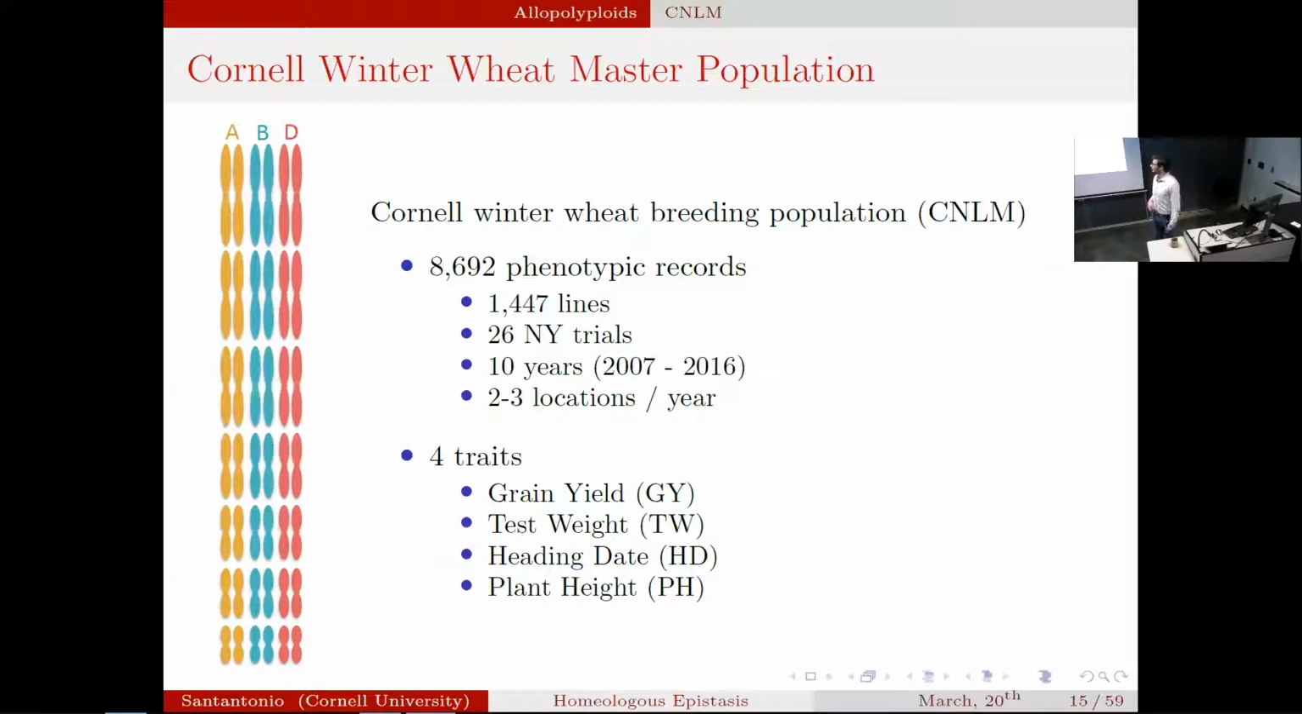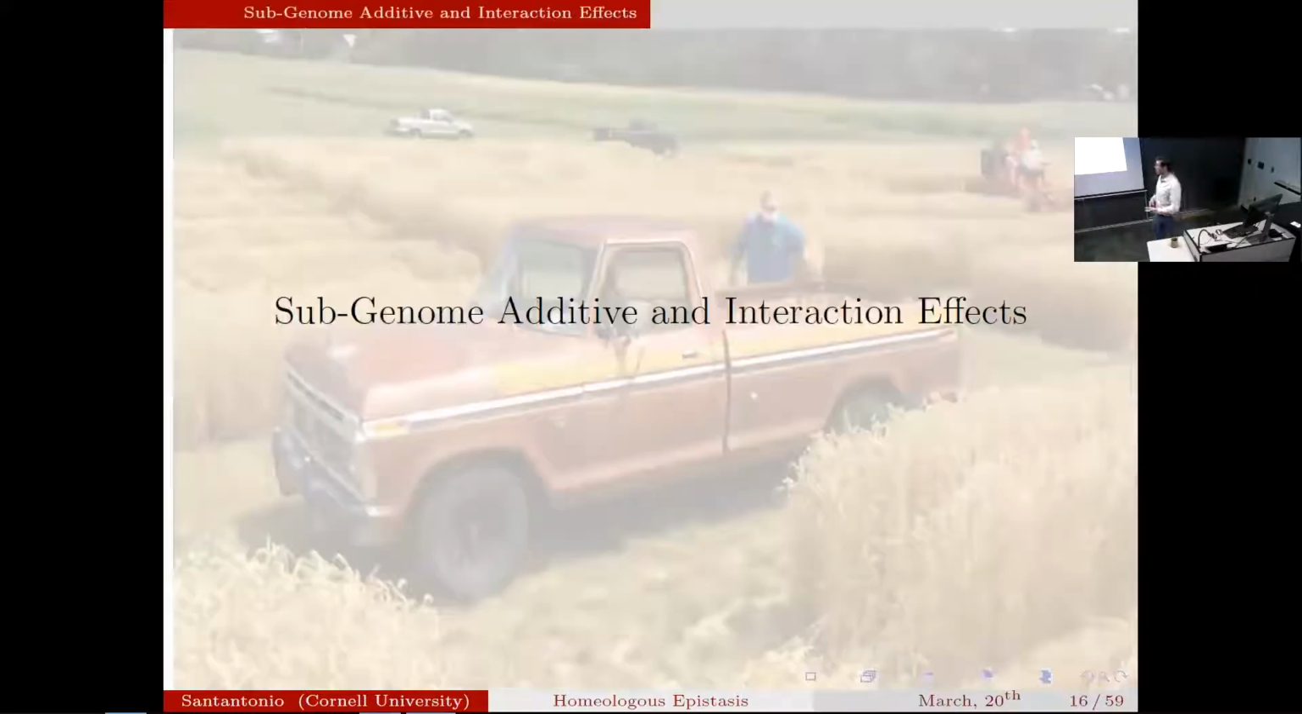And I will definitely recognize people who have helped put this together. Okay, so this is the data I'm going to be working with to describe this investigation to you.